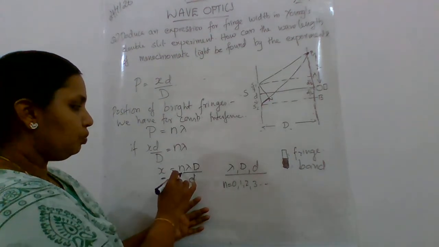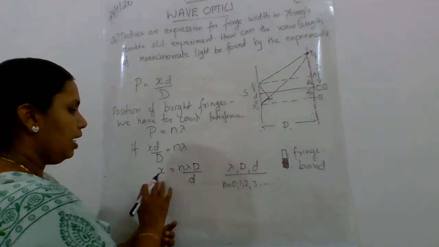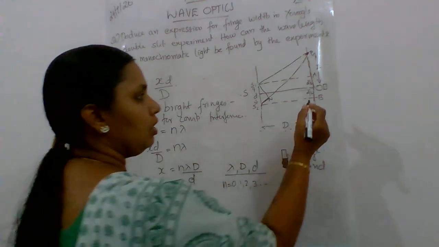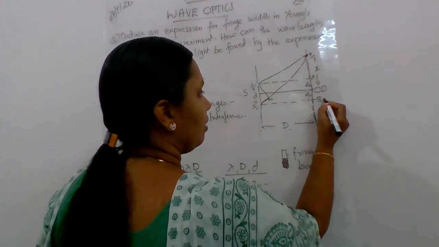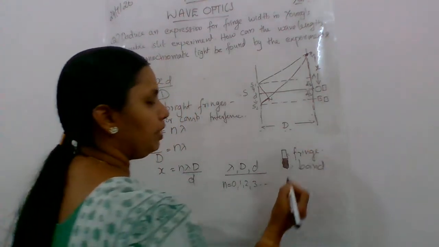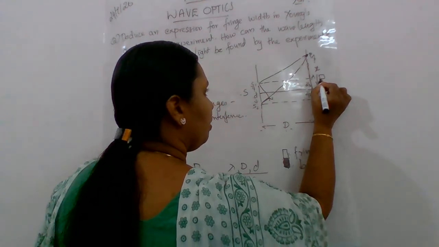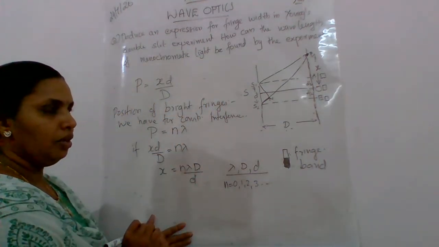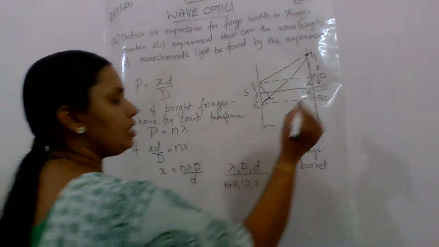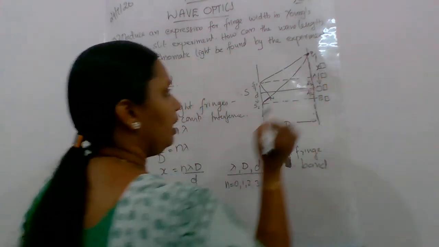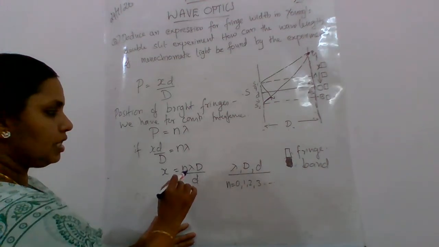Then n is equal to 1 means x is equal to lambda D by d. So we will get a value, and maybe we can consider it is here. That will be bright, and on this side also we will get the same value. It will be bright. Then n is equal to 2 means we will get some other point, say here, so that x changes.